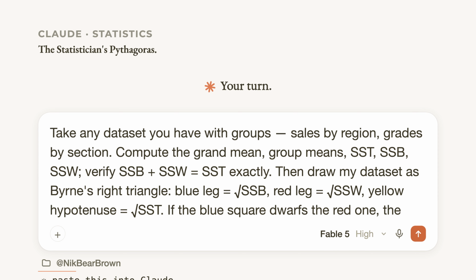What does the F-test formalize is the next thread. The triangle shows you the picture, the test names the probability. Run this on your own data and watch whether your blue square dwarfs the red.